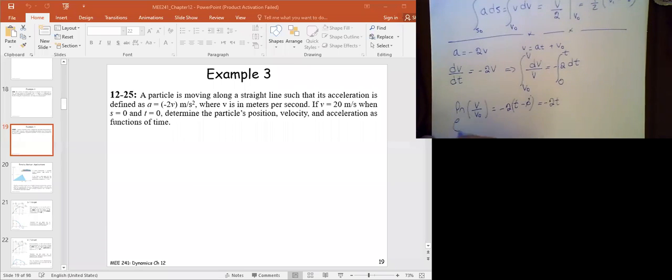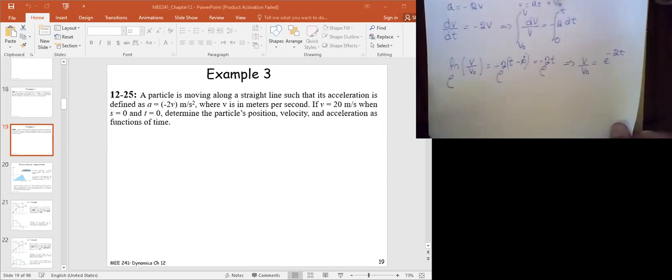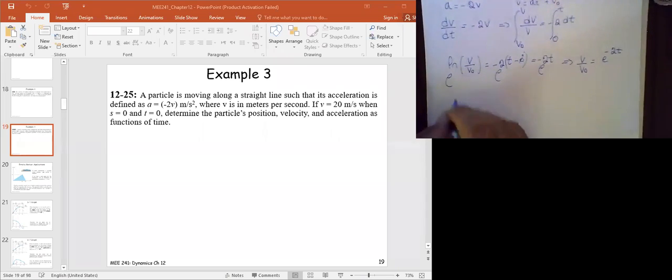Exactly, we do the exponential, so I can do e. So basically, if you do e to the exponential of log v over v0, it will be v over v0 is equal to e minus 2t, right? So now we're good, right? Now we have the relationship. So now I can say that v is equal to v0 e minus 2t, right?